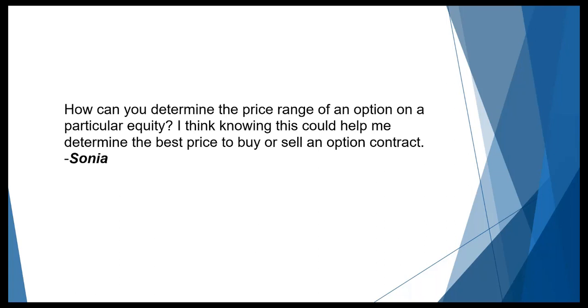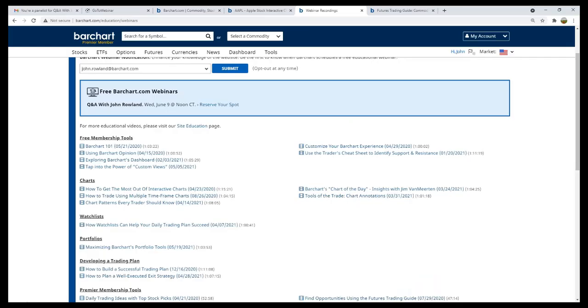How can you determine the price range of an option on a particular equity? So this one is kind of an open-ended question, because there are so many different variables that are used to predict the pricing of particular options. But let me see if I can show you in the chart how we can help you a little bit with this query.